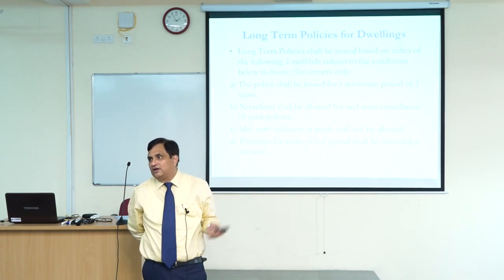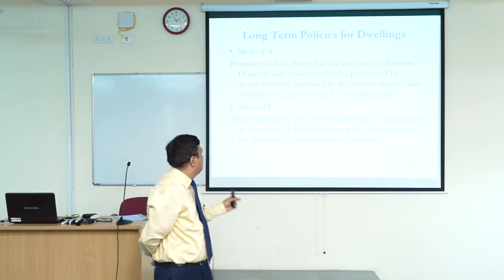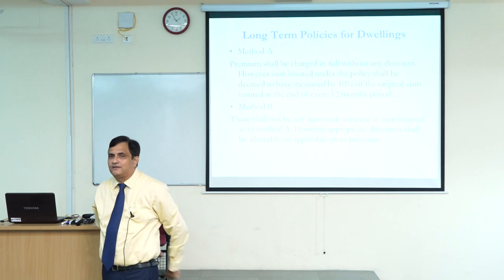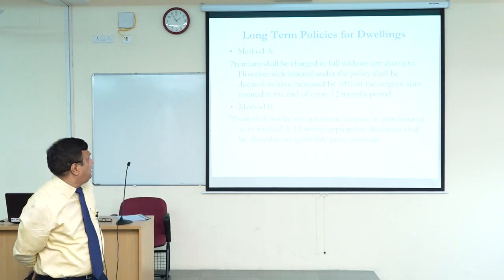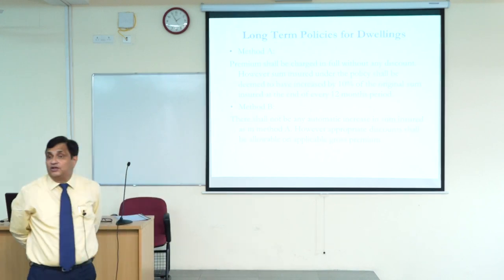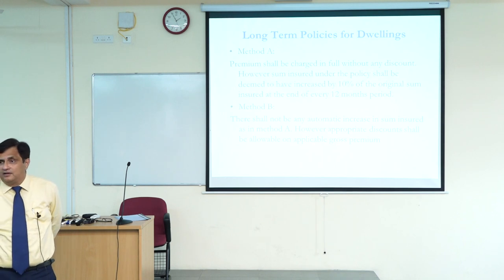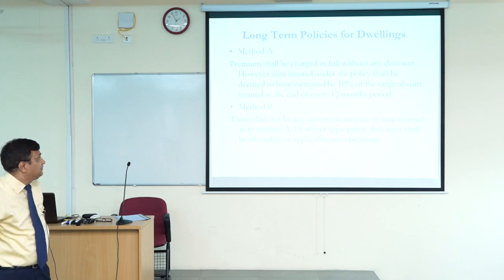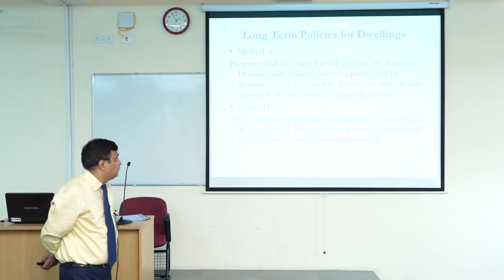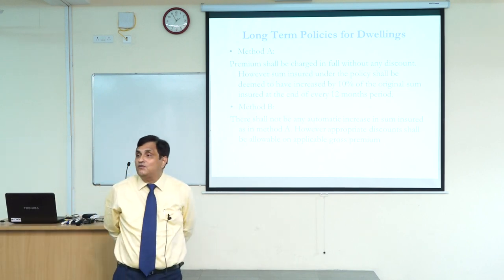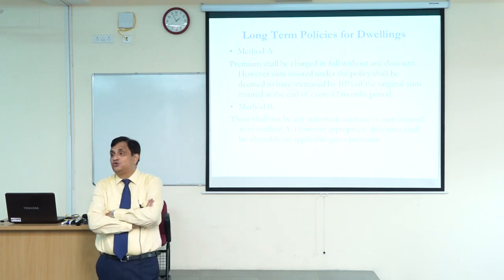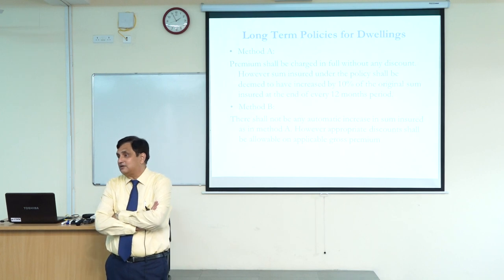So what are the rules related to that? What they say is, there are two methods. One is called method A, other is called method B. In method A, the premium shall be charged in full, that is, no discount will be given. Without giving any discount, however, the sum insured on the policy shall be deemed to have increased by 10% of the original sum insured at the end of every 12 months. That means every year, the sum insured will increase by 10%.